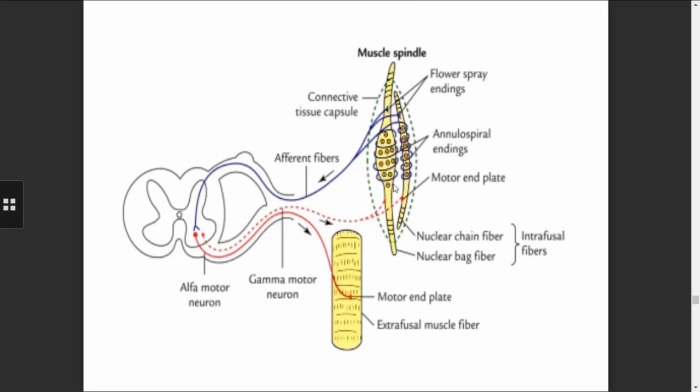The intrafusal fiber is made up of two types of fibers. Here we can see the nuclear chain fibers, which are supplied by annulospiral endings, and second is the nuclear bag fibers, which are supplied by the flower spray endings. Both merged together form the intrafusal fibers.